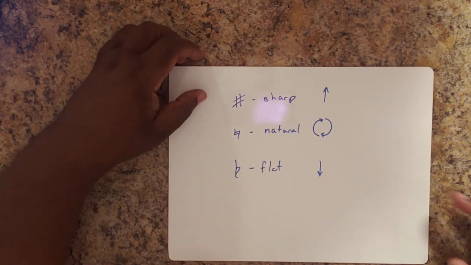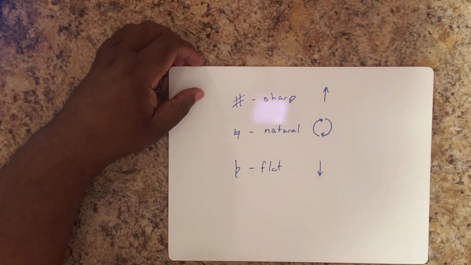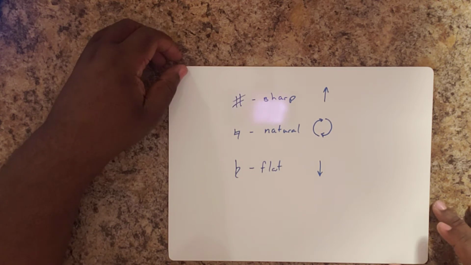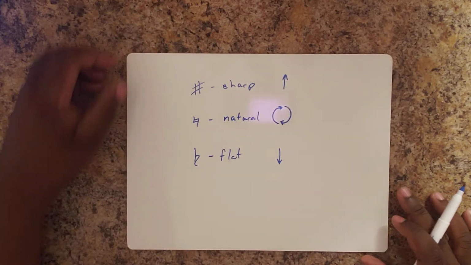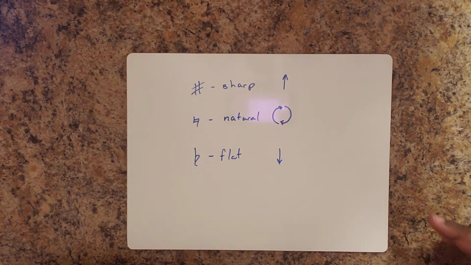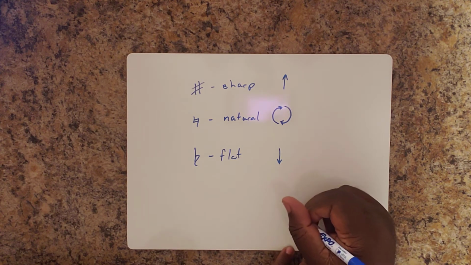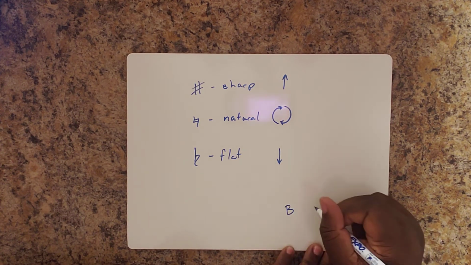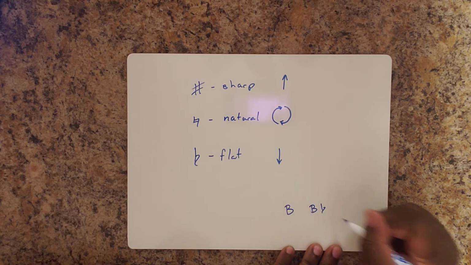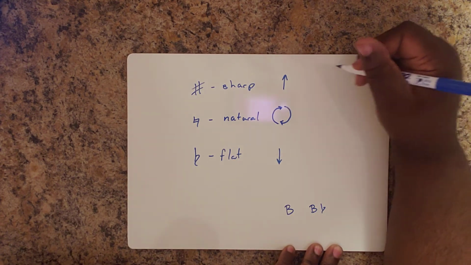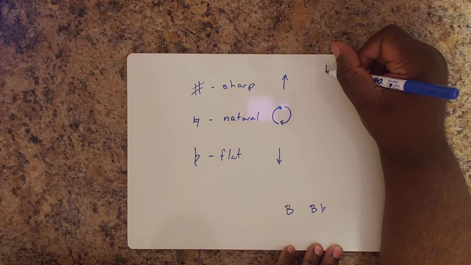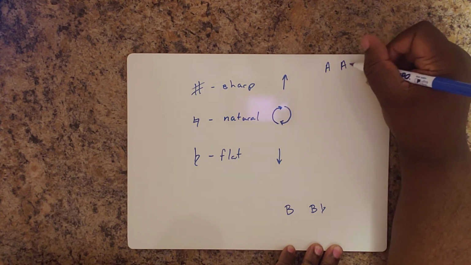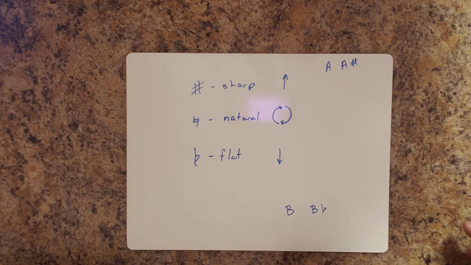All right. I'm going to skip the second one and go to the flat. The flat does the exact opposite of the sharp, okay? The sharp goes up a certain amount. The flat takes it down a certain amount. So we're talking about B flat. Okay, before we were talking about any note. I'm just going to pick a note, A sharp. There are differences between them.